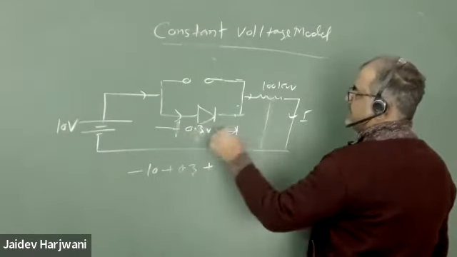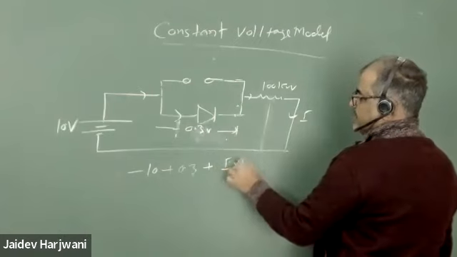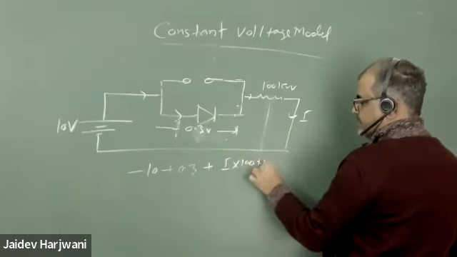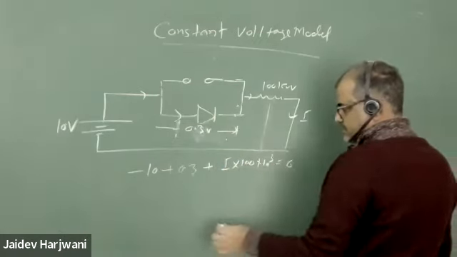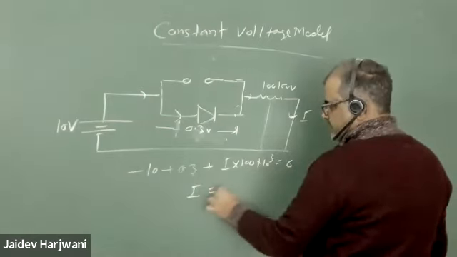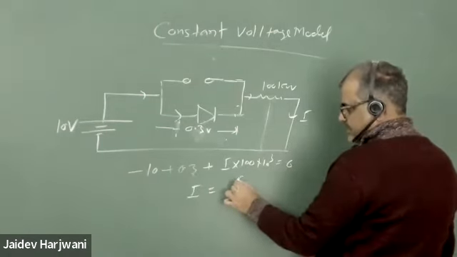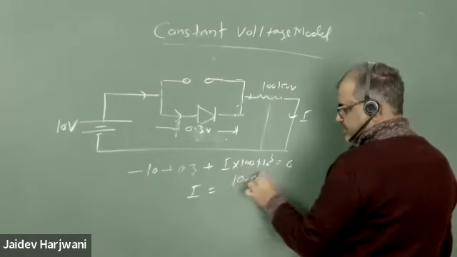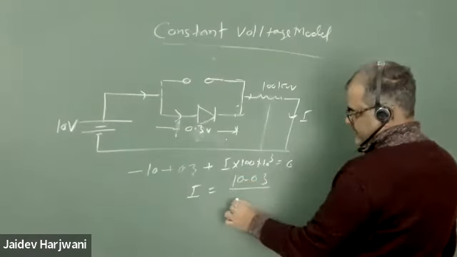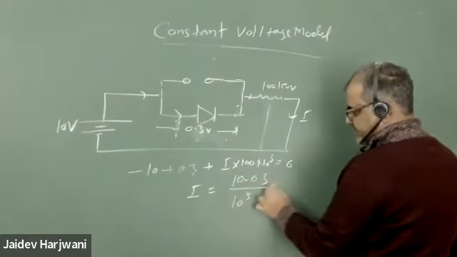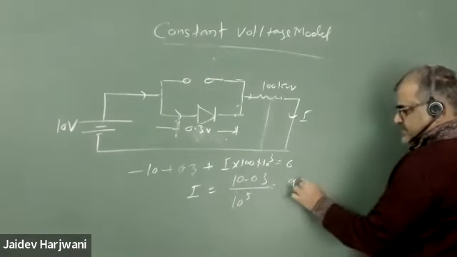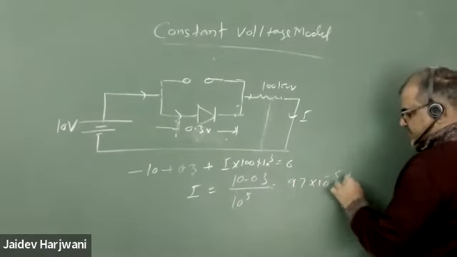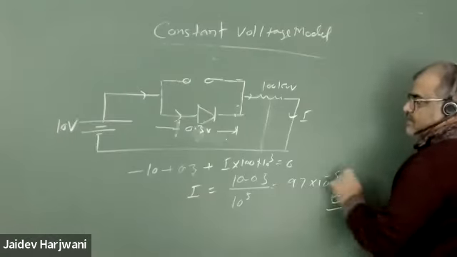And this becomes the current I into 100 kilo ohm. If you calculate, it is 10 minus 0.3 upon 10 raised to power 5. So this becomes 9.7 into 10 raised to power minus 5 ampere current.